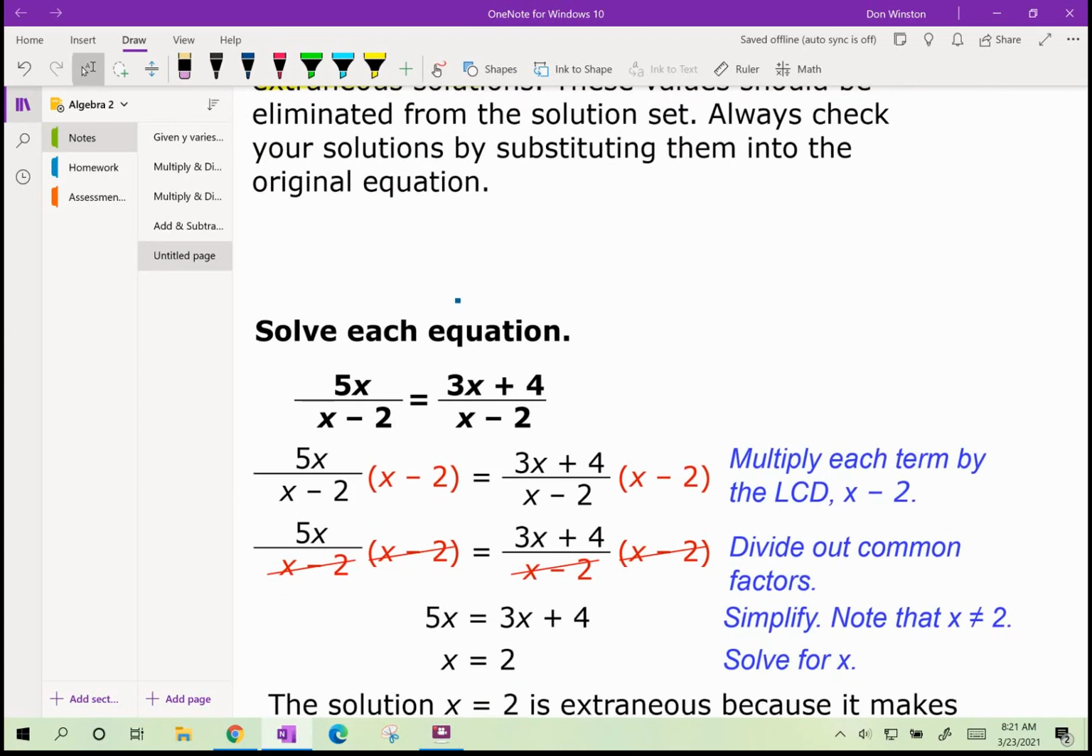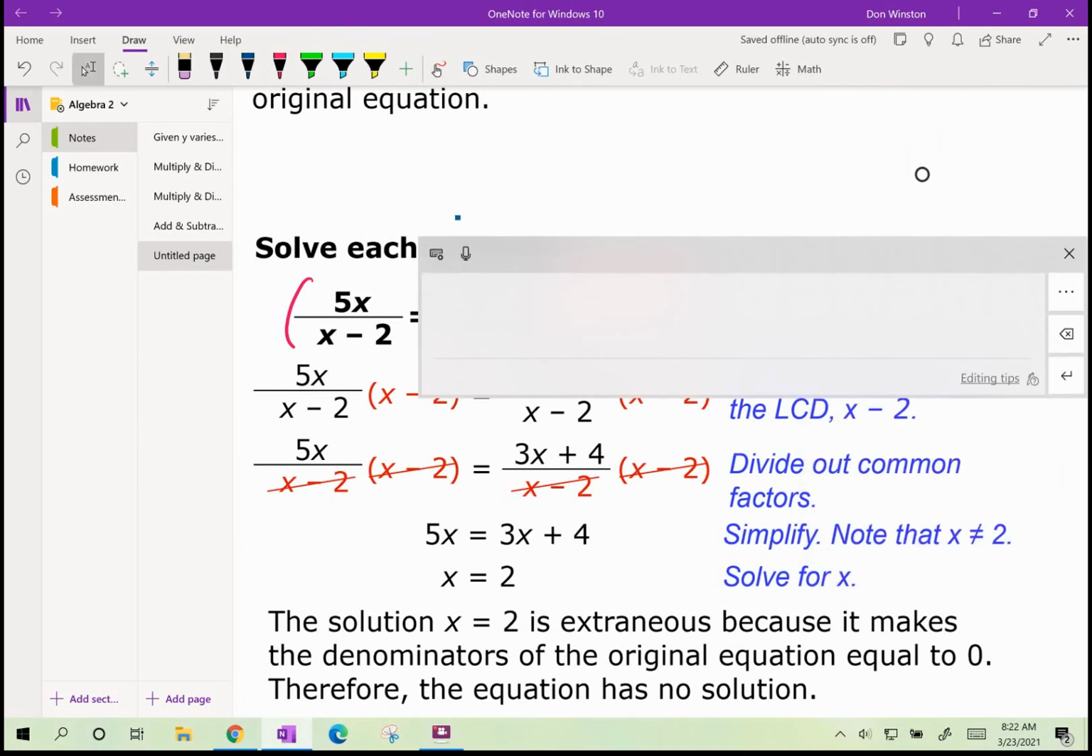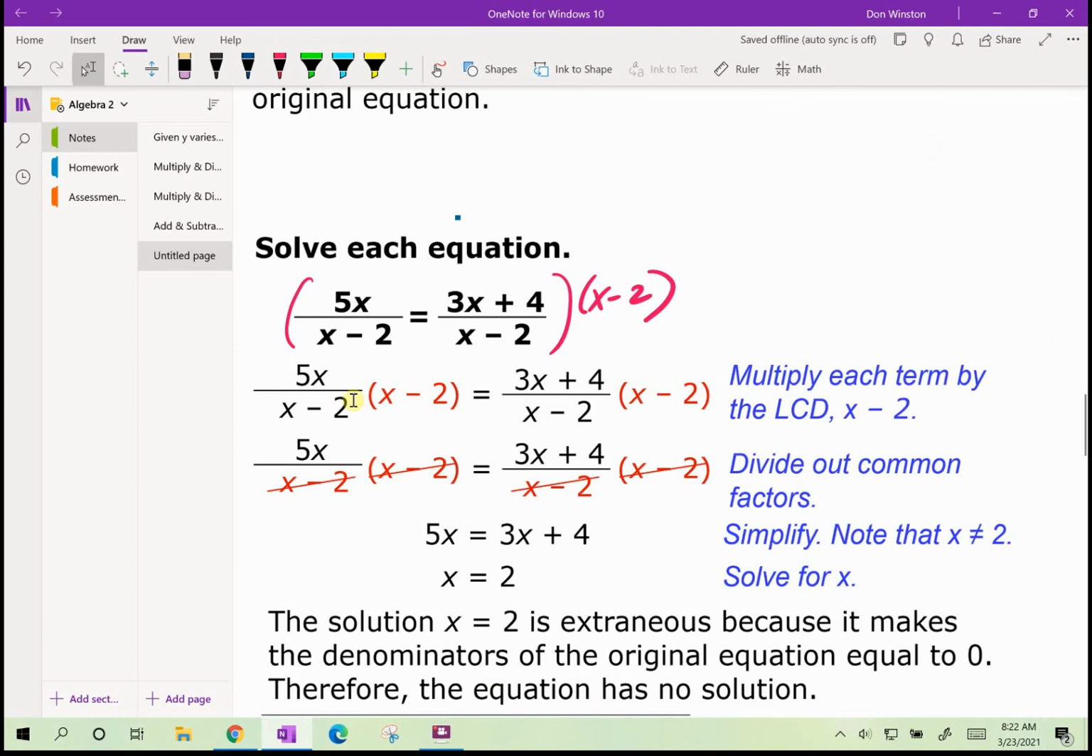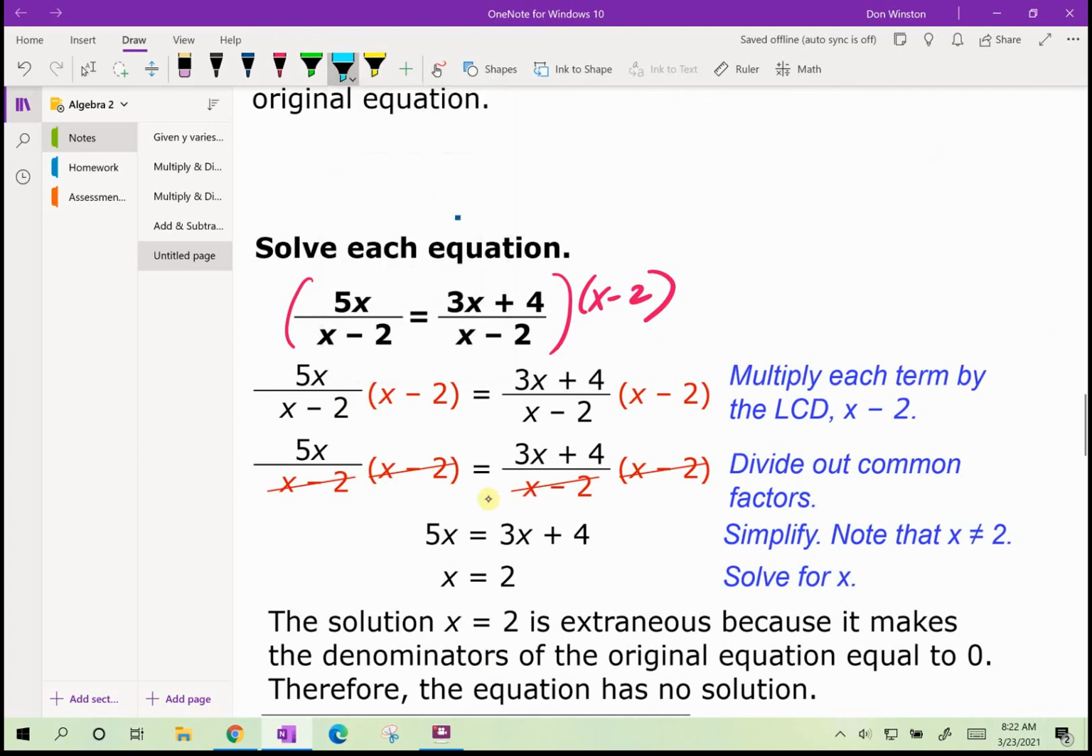So again, let's say here I have the equation 5x over x minus 2 equals 3x plus 4 over x minus 2. For all intents and purposes, when the denominator is the same like that, you could just ignore it. Because if I multiply by my LCD, which is just x minus 2, that will get rid of the denominator. So I'll have 5x equals 3x plus 4. And you solve and you get x equals 2.